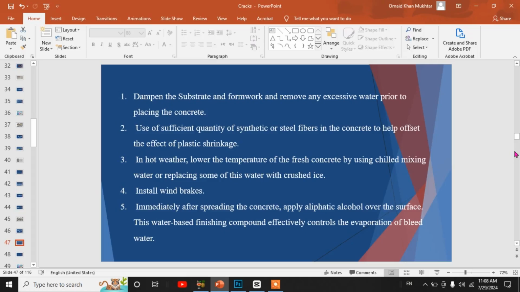Fourth, installing wind breaks. Fifth, immediately after spreading the concrete, apply aliphatic alcohol over the surface. This water-based finishing compound effectively controls the evaporation of bleed water.